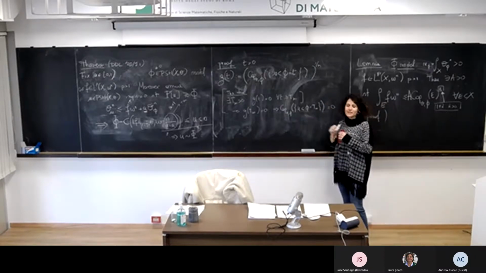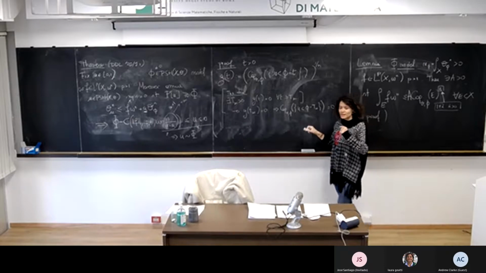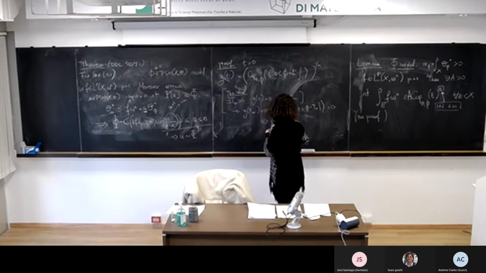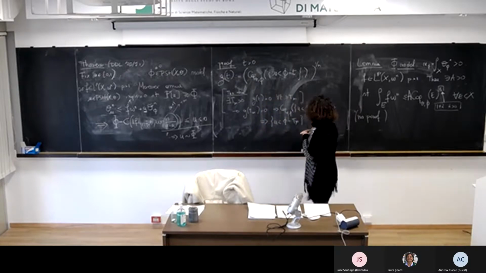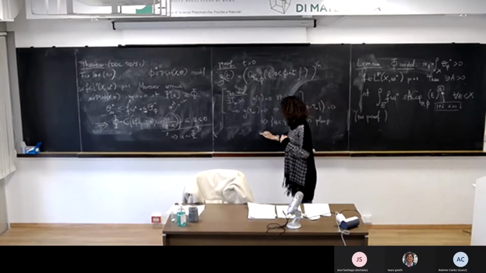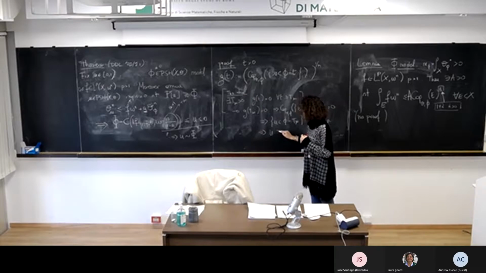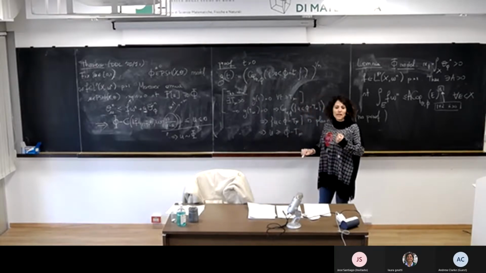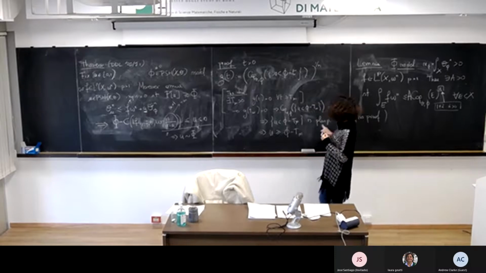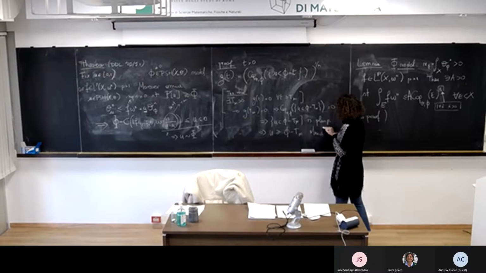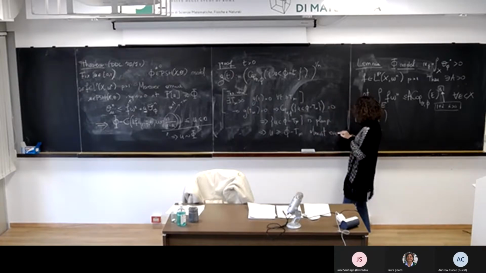But then this means that this set is a pluripolar set, right? Because this is the characterization of the capacity. So this set is pluripolar, and this means that u is greater or equal than phi minus t infinity almost everywhere. Almost everywhere outside this pluripolar set. Almost everywhere.